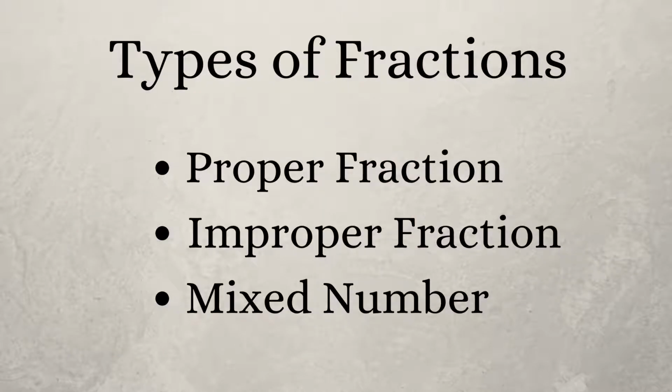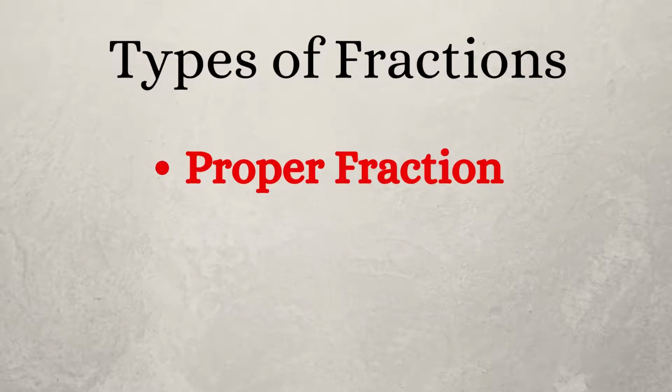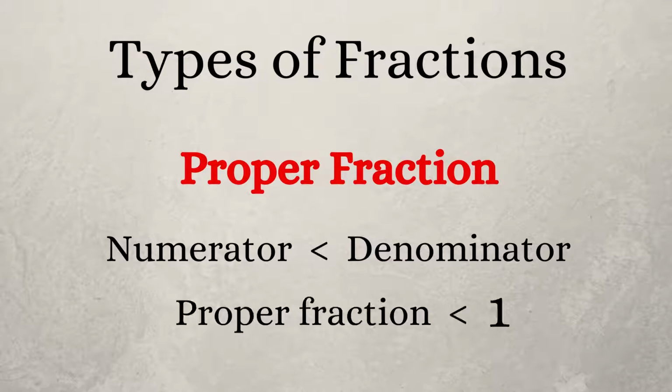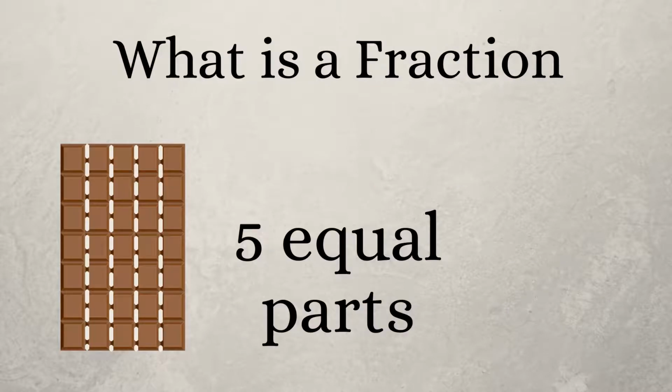Next, let's move on to types of fractions. First one is proper fraction. In a proper fraction, the numerator is always smaller than the denominator. Or in other words, the proper fraction is always smaller than the whole. Let us check out with an example.